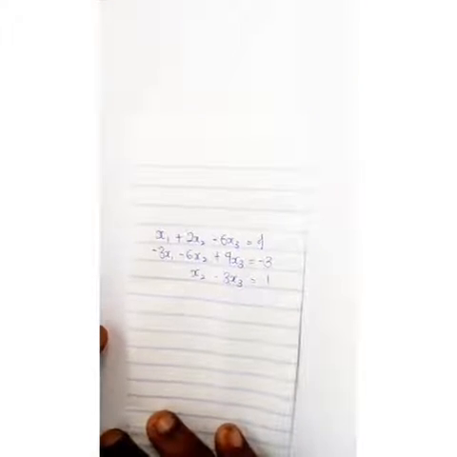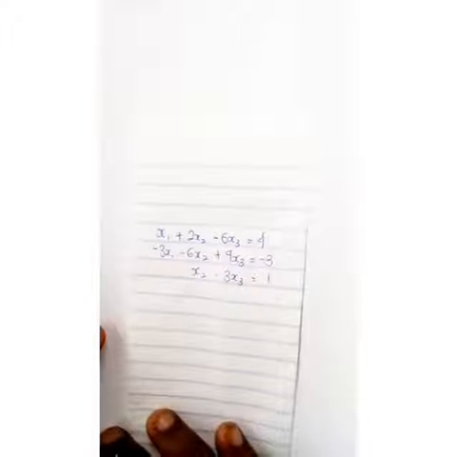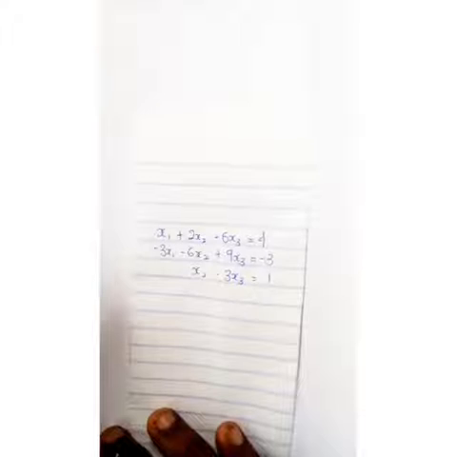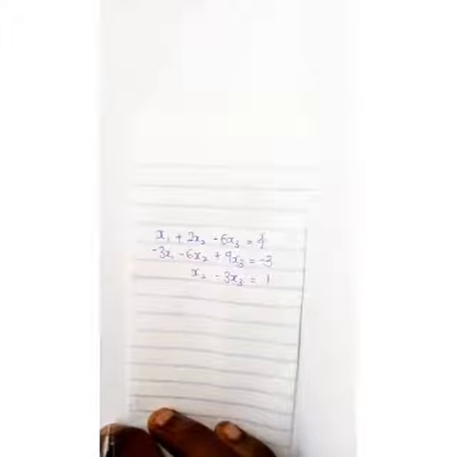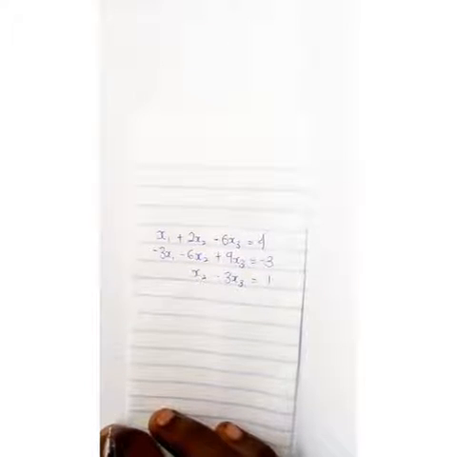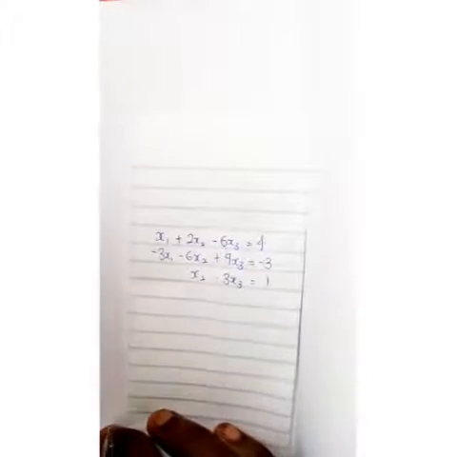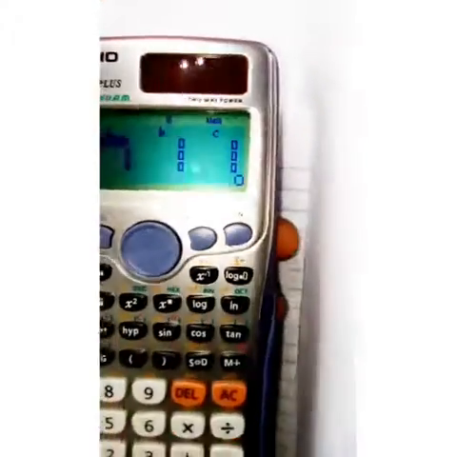I'll be taking this question: x1 plus 2x2 minus 6x3 is equal to 4, and minus 3x1 minus 6x2 plus 9x3 is equal to minus 3, and x2 minus 3x3 is equal to 1. So let me go straight.